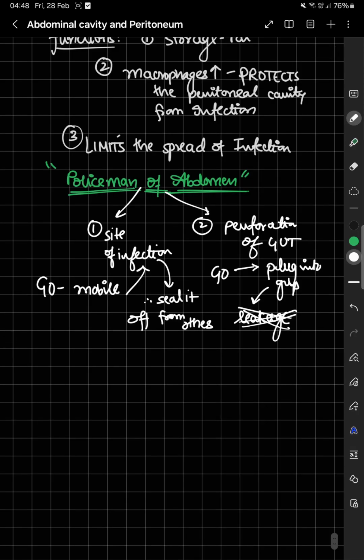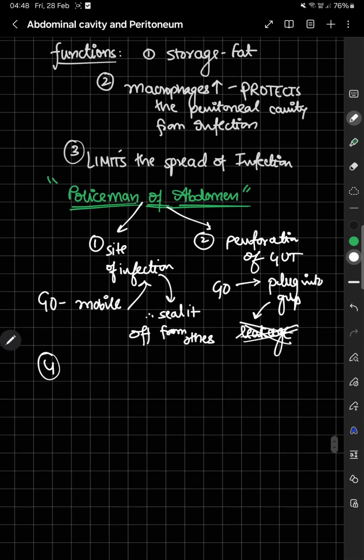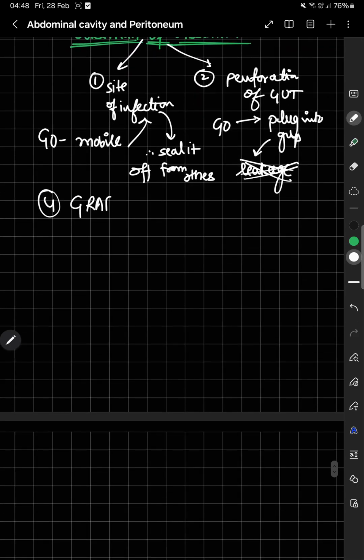First thing, if there's any site of infection, it will move into that area and seal it off from the other areas. Therefore it basically stops the spread. And if there is any perforation or leakage from the gut, it would go and plug into the gap to prevent the leakage. Since this is a large simple mesothelium tissue with fat, it is also used as a graft by surgeons, basically grafting material. And it normally protects the abdominal viscera from a blow on the anterior abdominal wall.